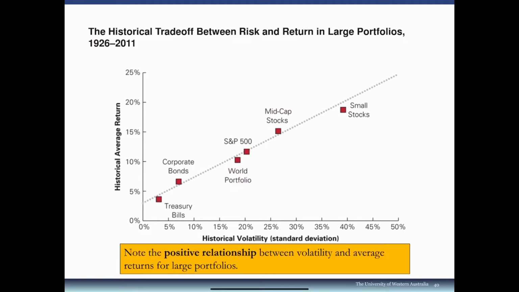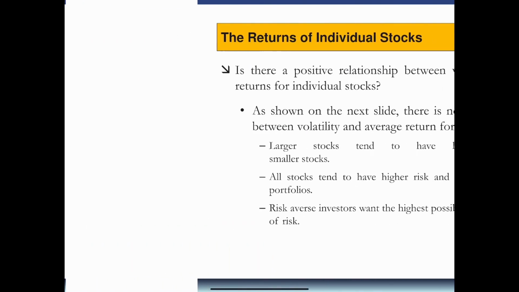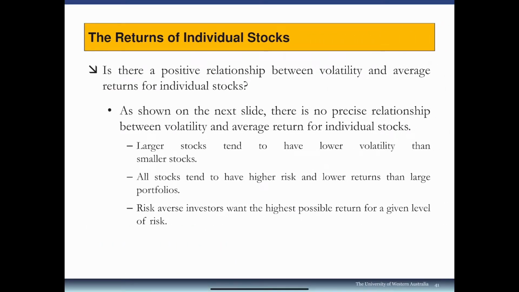We haven't mentioned the word risk here yet, but given that we believe it's high risk, high return, low risk, low return, that probably gives us some confidence to call volatility risk, because there is a positive relationship here, right? But these are for large portfolios. Portfolio means you have more than one asset in your holding, right? But the question can be extended to say, is there a positive relationship between volatility and average returns for individual stocks?